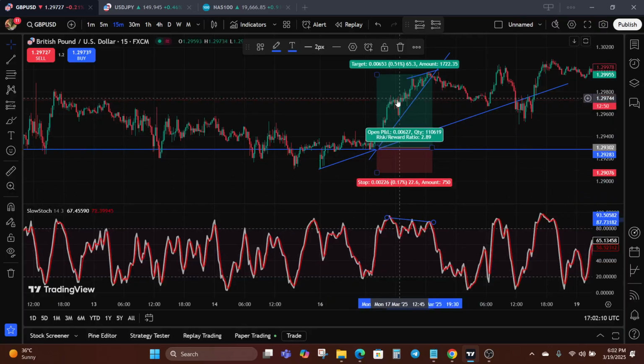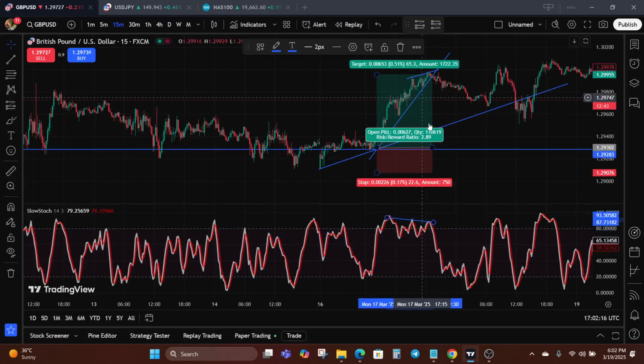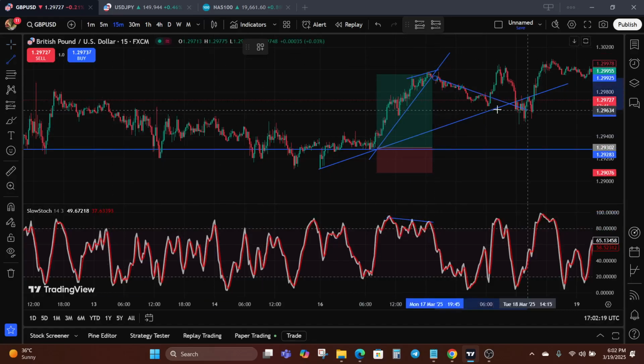It shows that momentum is getting weak. So in this case, bullish momentum was getting weak. That was why this divergence happened, showing that a reversal may be incoming. And guess what? We actually had a sell move.